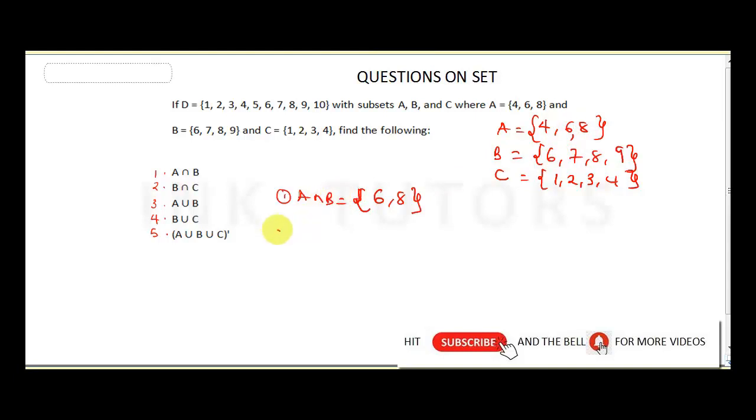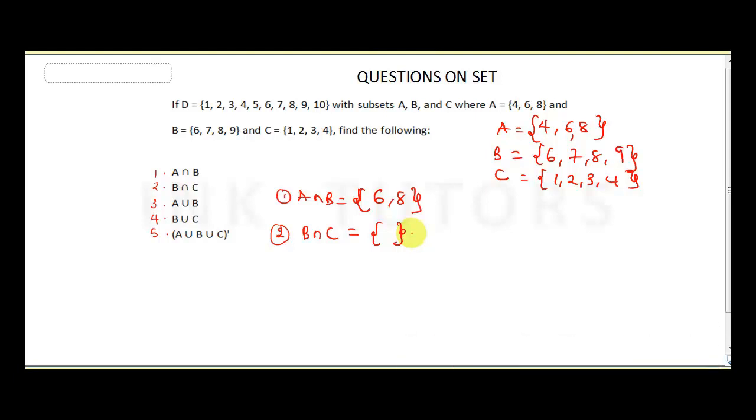Now question 2 says B intersection C. So let's look at our B and our C. What's common in both of them? We can find 6, 7, 8, 9 here, and 1, 2, 3, 4 here. Now you can see both of them are disjoint sets. They are not equal. So the answer to this is an empty set, because nothing can be found. Remember what I told you about an empty set? You can either write it like this or you write it like this. So that's an empty set.